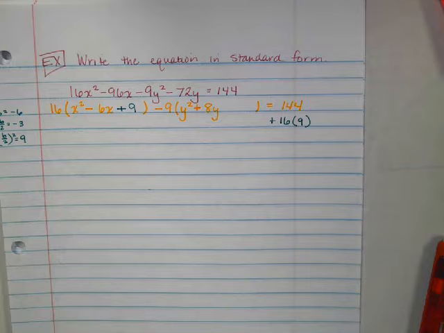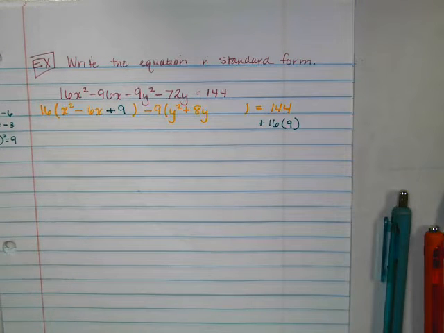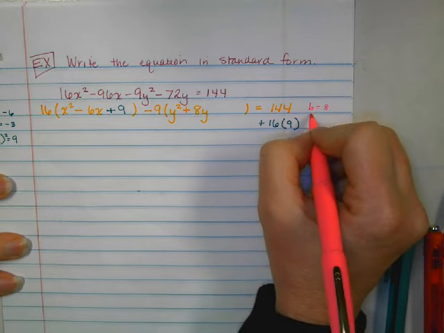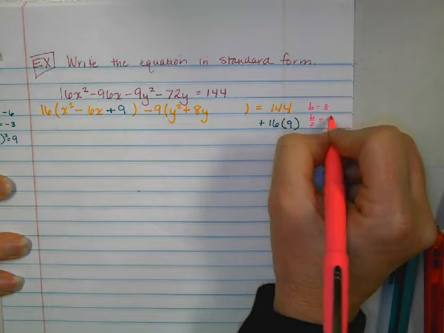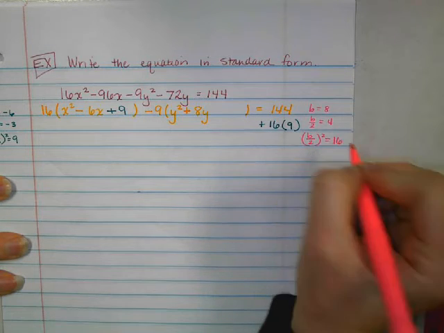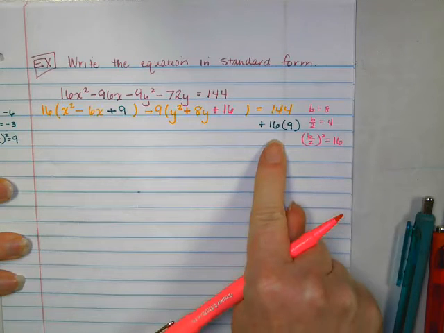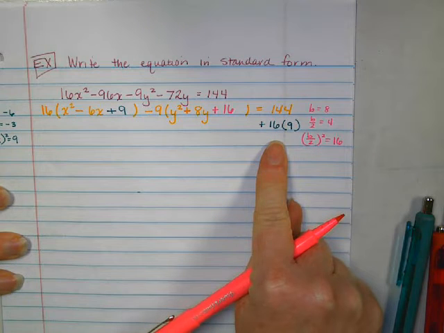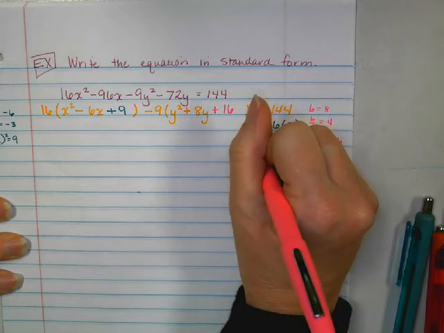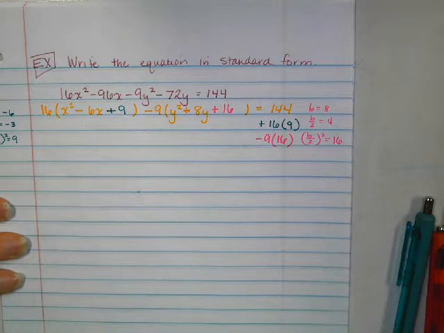Okay, we've got to do the same thing for our y family. The b value of my y's is 8. Half of that is +4. Square that, and I get 16. So I'm going to add 16 in here, but when I add it to the other side, it's not just 16. It's 16 times -9. Or -9 times 16, either way. So they cancel.